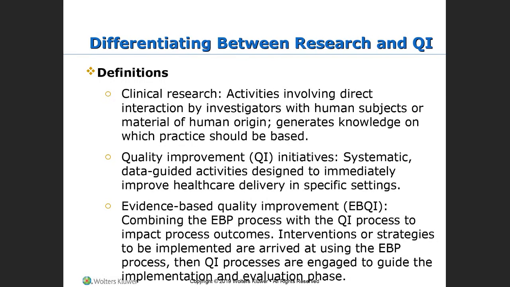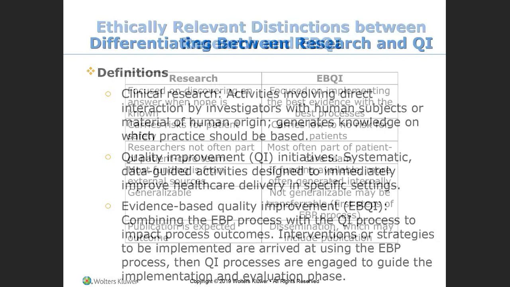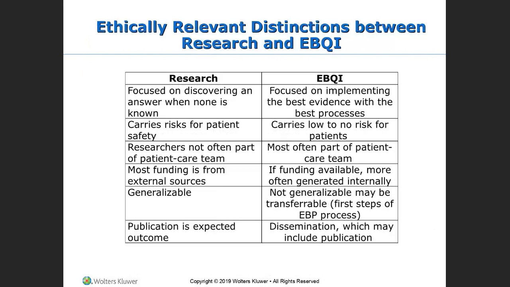When we combine evidence-based practice and quality improvement, the two processes together impact process outcomes. The interventions or strategies that we derive from evidence are then put into quality improvement projects to help improve something, and are then implemented and evaluated with the results. And this is another way to look at the difference between evidence-based quality improvement and research.